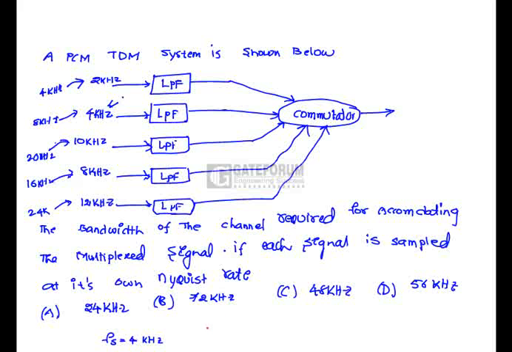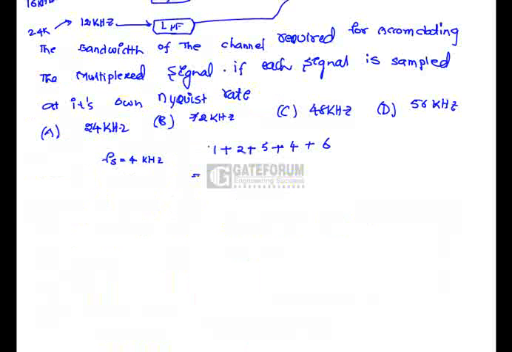If we combine, that is 1 plus 2 plus 5 plus 4 plus 6, which is nothing but 8, 12, 18 signals. So the bandwidth is nothing but 18 into fs, that is 4 kilohertz, which equals 72 kilohertz. That is option B is correct.